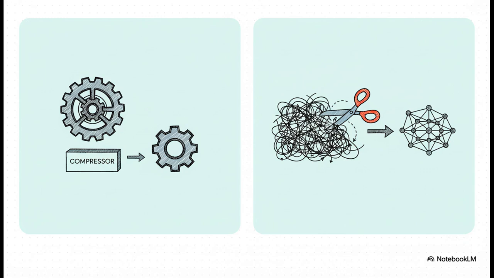The most popular one is called quantization. Imagine you have a super high-resolution photo. Quantization is kind of like reducing the number of colors in that photo. It's still a great picture, you can tell what it is, but the file size is way smaller. The other technique is pruning, which is like a gardener carefully trimming a bonsai tree. We're just snipping away the least important connections in that neural network to make it leaner and more efficient.